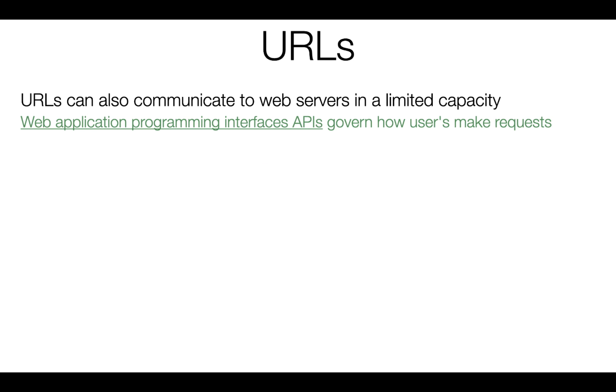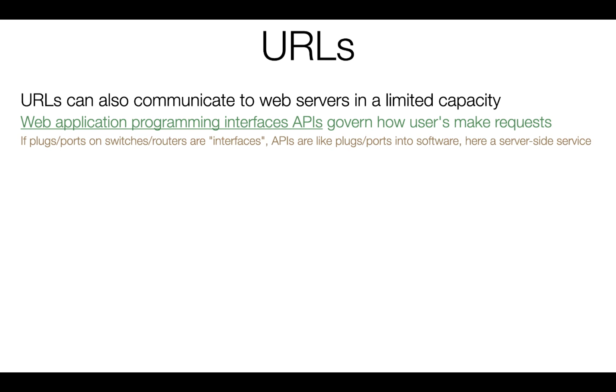Now, URLs can also be used to communicate with web servers in a kind of limited capacity. This is through something called a Web Application Programming Interface, or a Web API. And it's really just going to dictate how your computer makes requests to the server, and then how that server is going to speak back to you, okay? Here's a way you can think about this. If plugs and ports on switches and routers are called interfaces, APIs are like plugs and ports into software, and the software is going to be the kind of server-side service that you want to access. So the API is going to just say like how you do that.